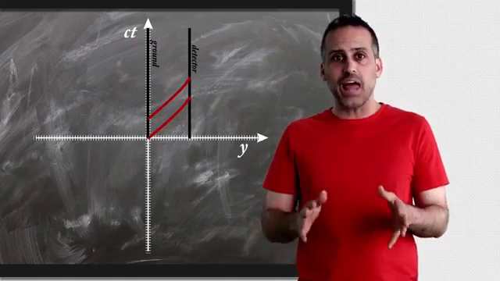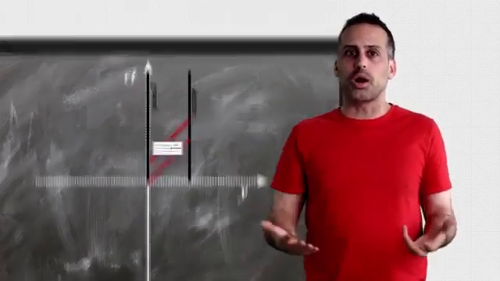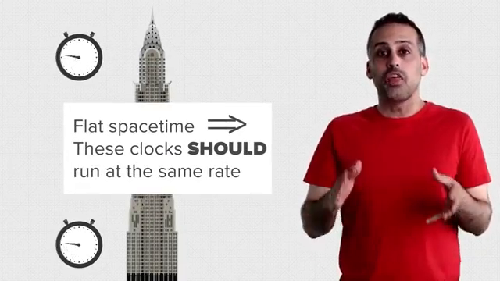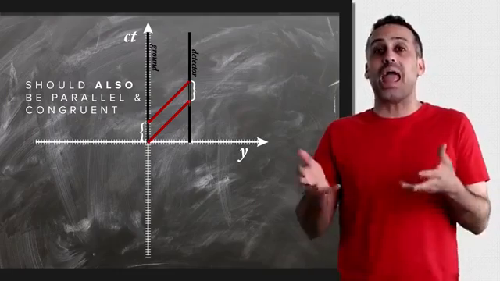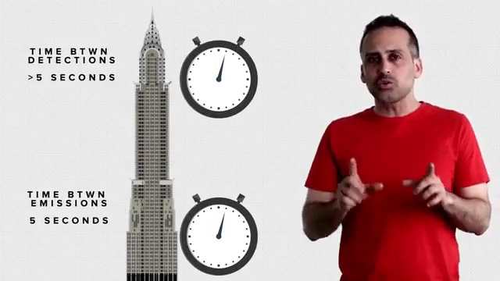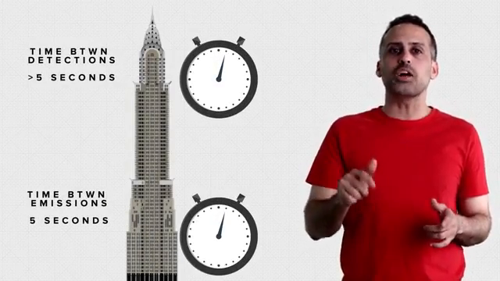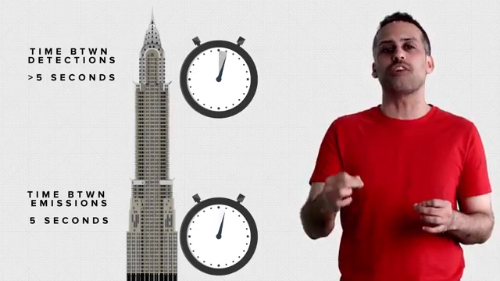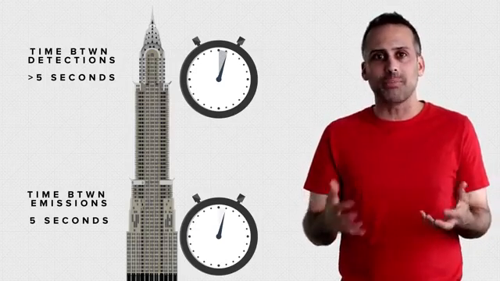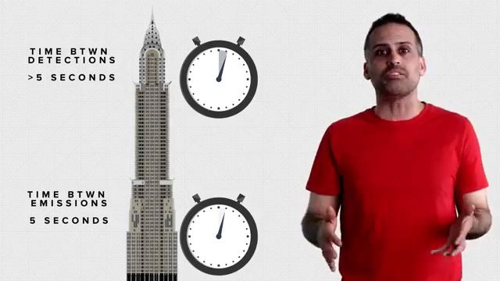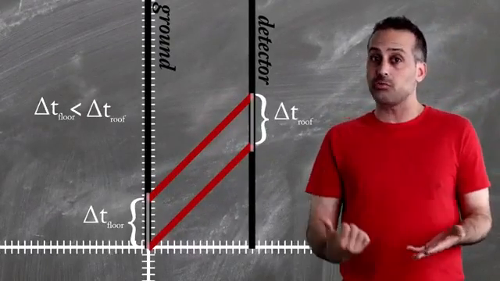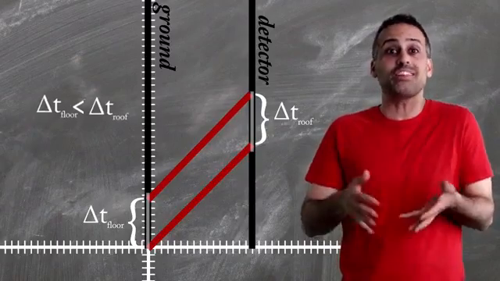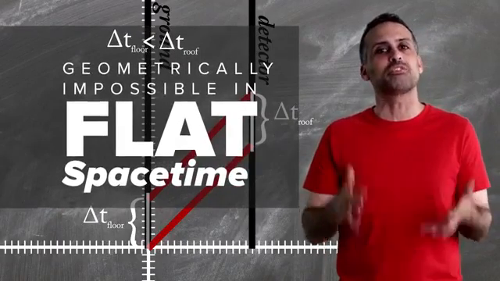Now, if space-time is flat, then clocks on the ground and on the roof should run at the same rate. They're both stationary. Thus, the vertical lines at the ends of the photon world lines should also be parallel and congruent. But if you actually do this experiment, you find that photons arrive on the roof slightly more than 5 seconds apart. The excess time is less than a nanosecond, but any discrepancy means that clocks are running at different rates, in which case the opposite sides of this parallelogram aren't congruent, and that's geometrically impossible if space-time is flat.